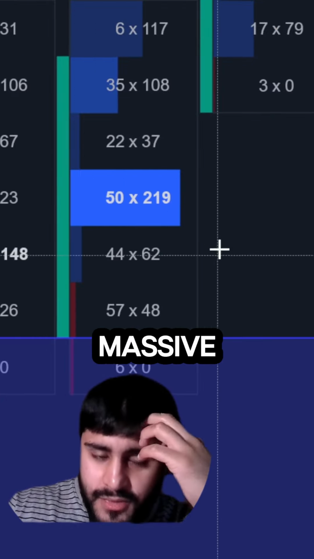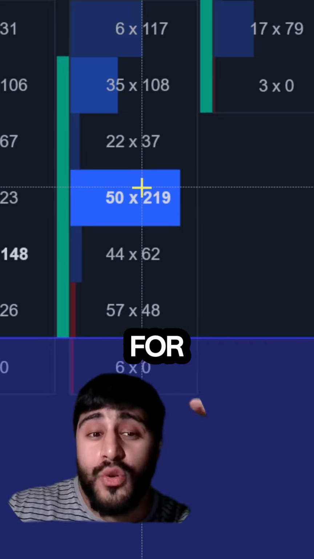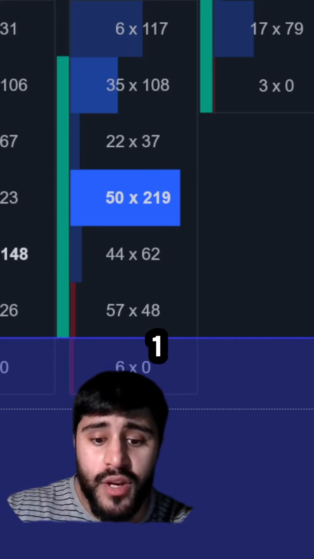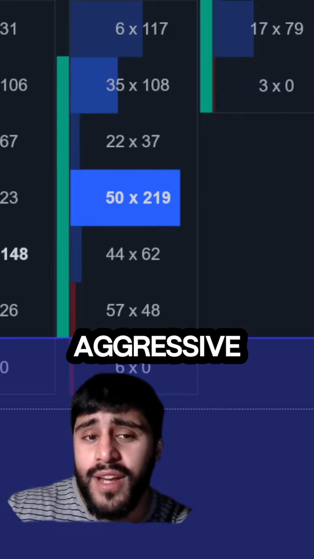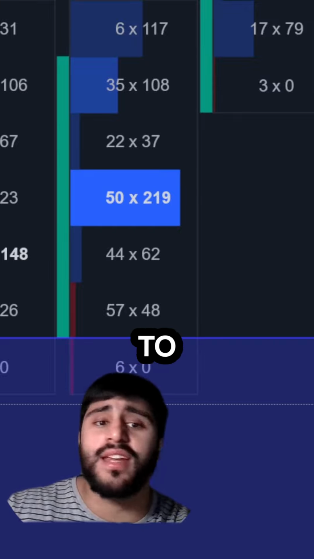Then from here, we had a massive spike of buyers, which is the main reason I took this in real time. 50 for 219. That is a 4-to-1 ratio. There were so many more aggressive buyers than they were aggressive sellers. And this is the indication we use to take the markets long.